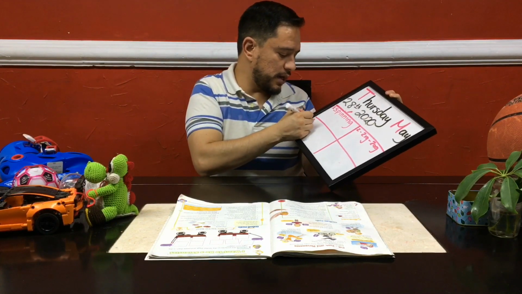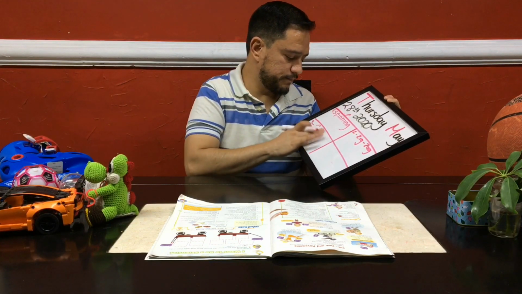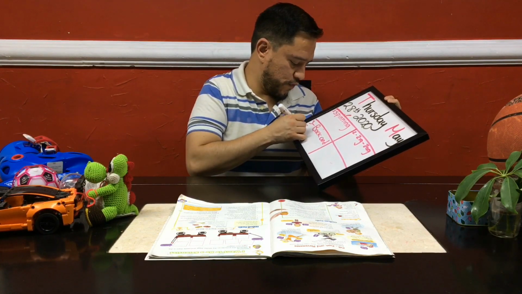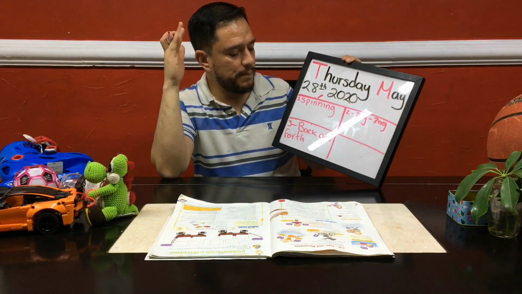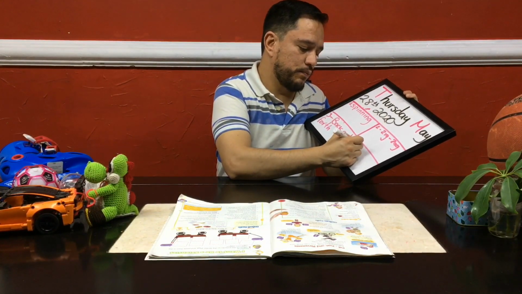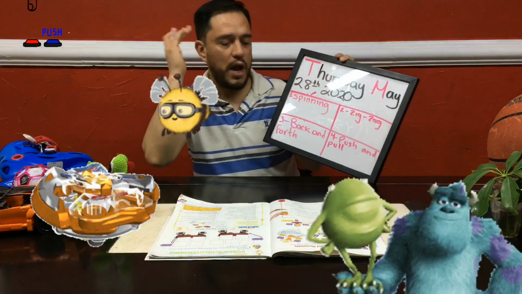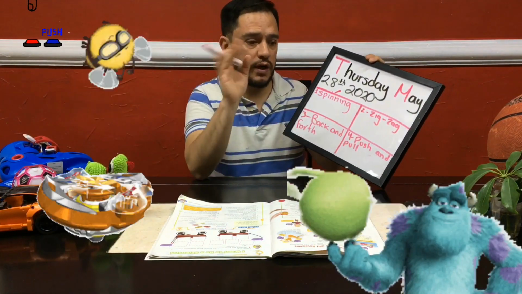The number 3 is going to be back and forth. What objects make that movement? Back and forth. And the last one is going to be push and pull. In which object can we see this kind of movement? Push and pull. And that's it. After you write it, you have to draw it. Don't forget, you have to draw it and color.